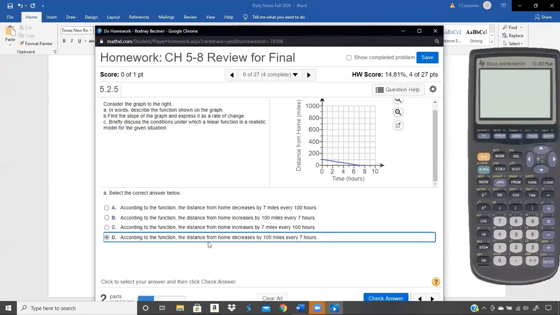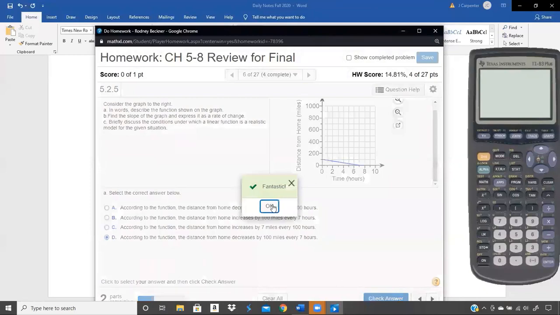How about D? According to the function, the distance from home decreases by 100 miles every time we go 7 hours. So the distance dropped from 100 to 0 as we went from 0 to 7 hours. So D sounds like the answer. And there we are.